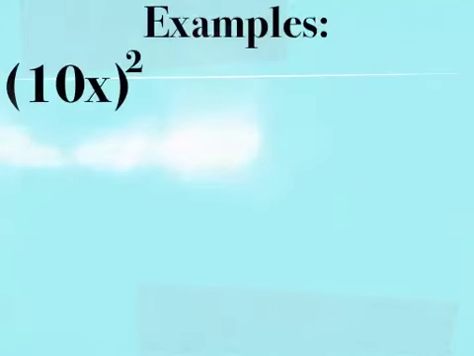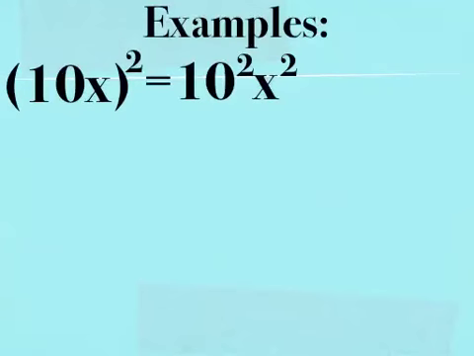Some examples of this. The first example, I have 10x, in parentheses, squared. The product is 10 times x, so my factors are 10 and x, and I'm raising it to a power of 2, or I'm squaring the whole thing. In order to raise a product to a power, I need to take each factor and raise it to that power. So in this case, I'm going to square both 10 and x.